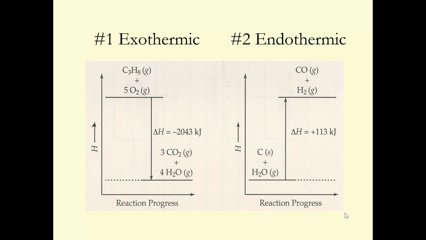This one represents the combustion of C3H8, which is propane. Things that we burn, like propane, have a lot of stored chemical energy. Enthalpy is a fancy word for stored chemical energy. Once we have burned the propane, the resulting products have less stored chemical energy. The delta H is negative because a low final value minus a high initial value will give us a negative number.